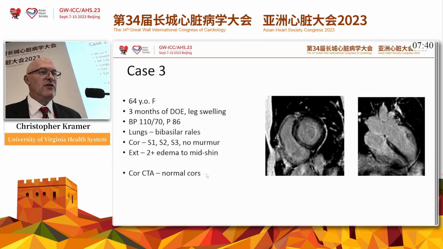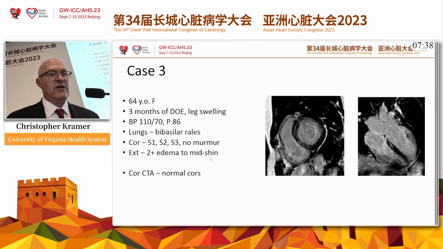Here's a third case, a 64-year-old woman who presented with heart failure, 3 months of dyspnea and edema, bibasilar rales and an S3. She had 2+ edema to her mid-shin. A coronary CTA suggested that she had normal coronaries, so this is not ischemic cardiomyopathy. And on late gadolinium enhancement, she had this interesting pattern of mid-wall stripe of late gadolinium enhancement that occurs in about 25% of patients with idiopathic dilated cardiomyopathy.